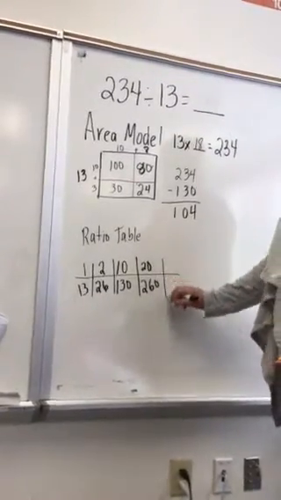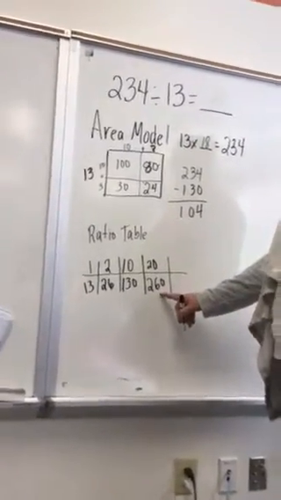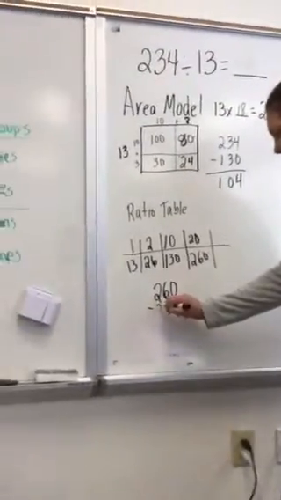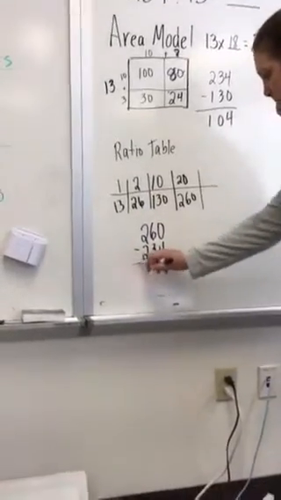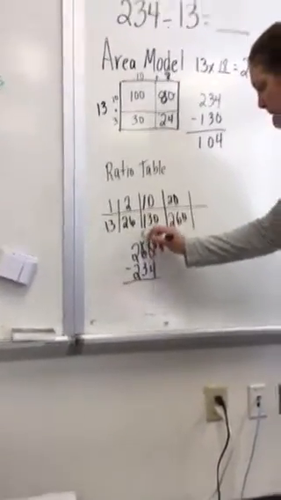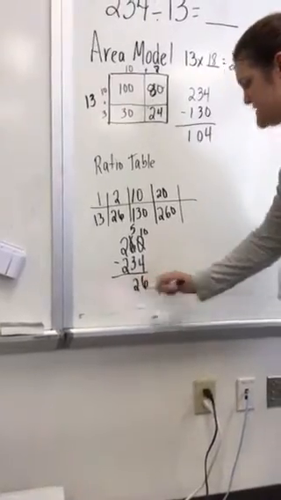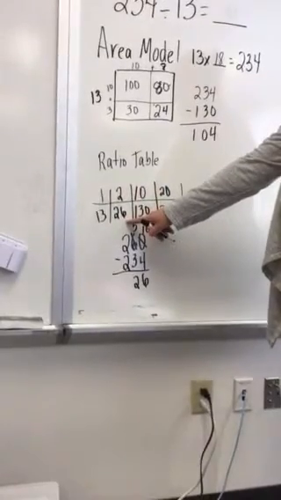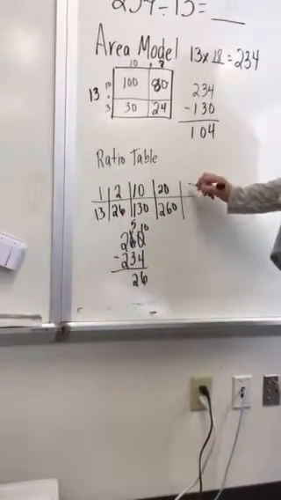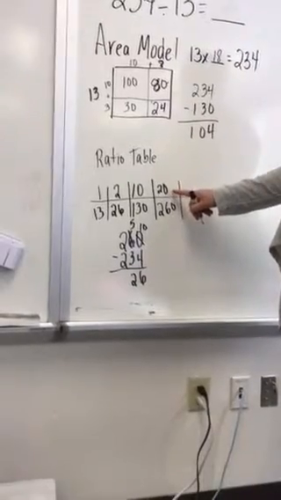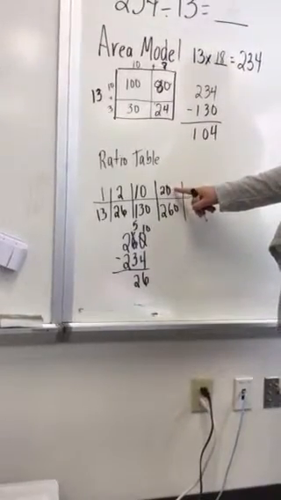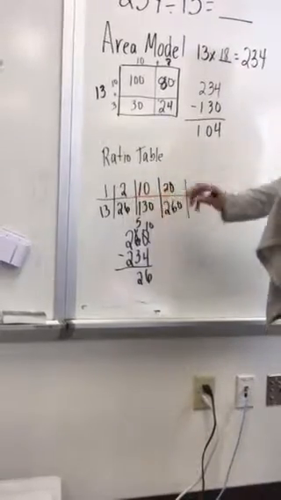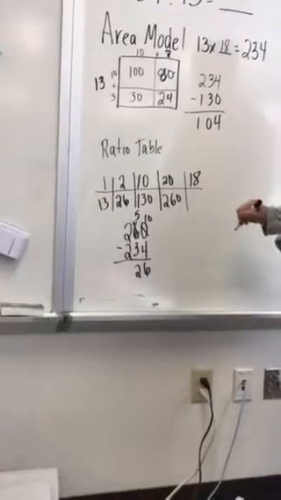I might recognize that the difference between 260 minus 234 is 26. My ratio table already shows me that two groups of 13 is 26. So I know that I need to subtract two groups of 13 from 20. So 20 minus two groups of 13 is going to give me 18 groups.